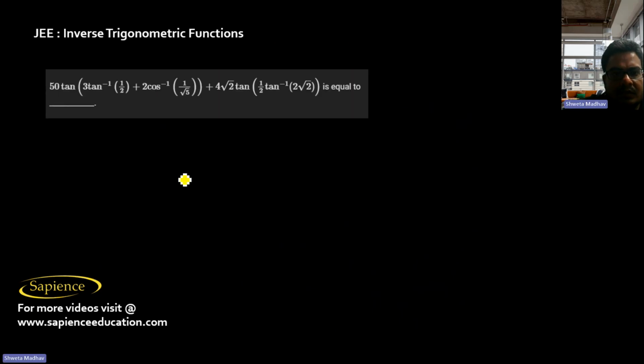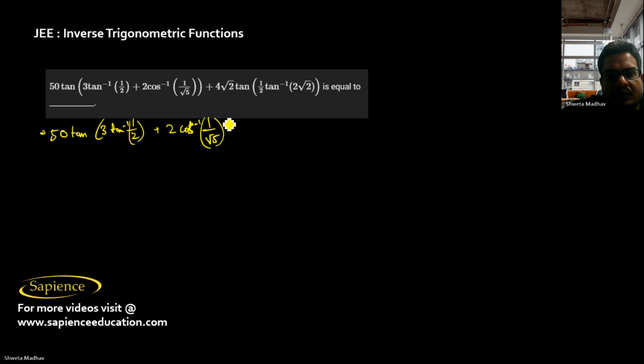But then here it is told we have to find the value of 50 tan of (3 tan inverse half plus 2 cos inverse of 1 by root 5 plus 4 root 2 into tan inverse of 1 by 2 into tan inverse of 2 root 2). This we have to find out.